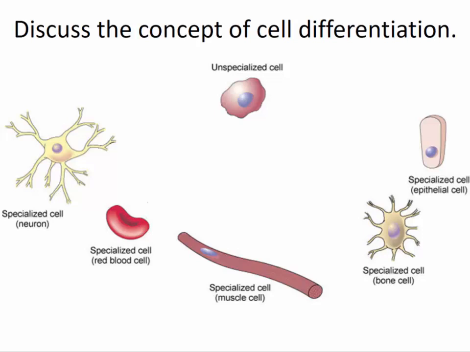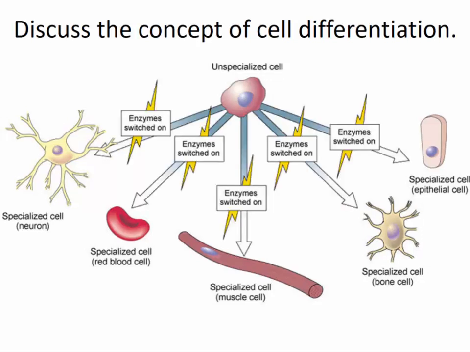How that happens is that the unspecialized cell has all the genetics and ability to become any of these cells. But through development, various enzymes are switched on, and then various genes are expressed such that we end up with these specialized cells that have a different look and different function from each other. This overall is the concept of cell differentiation, the production of different kinds of cells based on various enzymes being produced and having an effect on the cells in terms of their development.